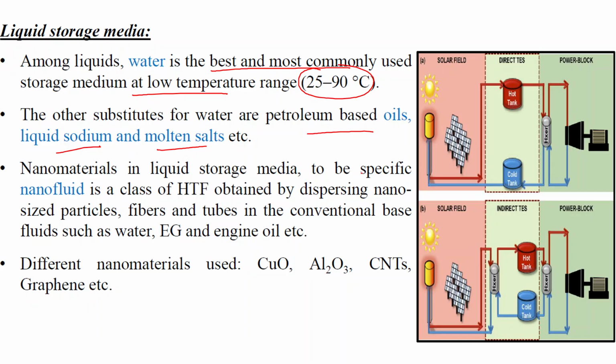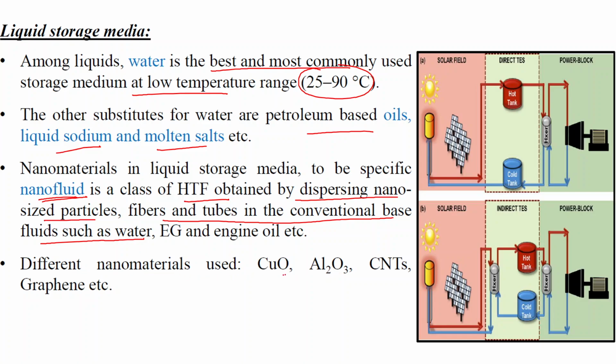Now, nanomaterials in liquid storage media, to be specific, nanofluid. Nanofluid is not like a fluid at nanoscale. It is basically nanomaterials dispersed in a fluid to improve its heat storage capacity, its heat taking capacity. It is a class of heat transfer fluid obtained by dispersing nano-sized particles, fibers, or tubes in the conventional base fluid such as water. For example, if you disperse heat-absorbing nanoparticles into water nicely, you make a suspension. So that is basically a heat transfer fluid or a nanofluid.